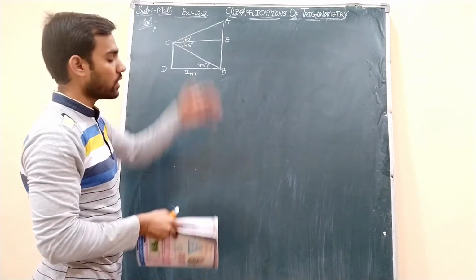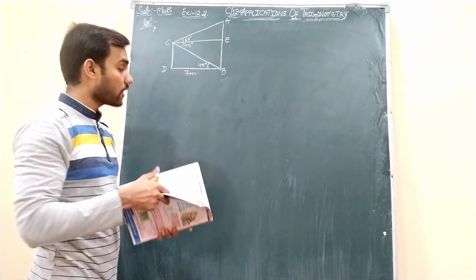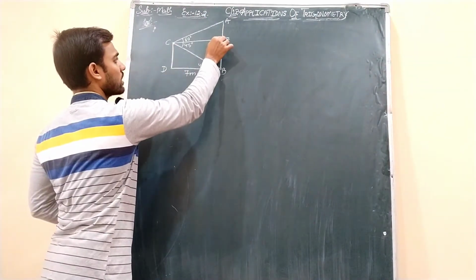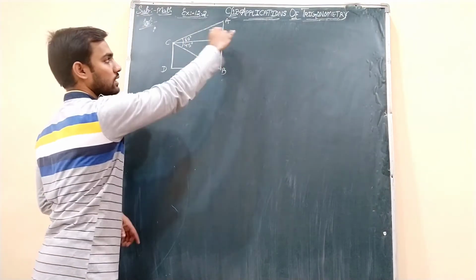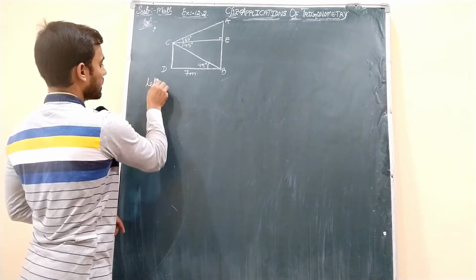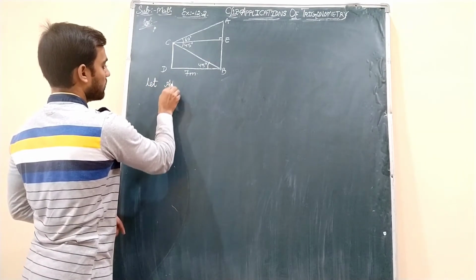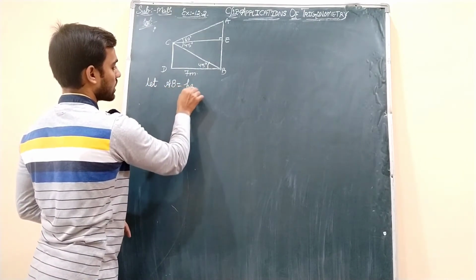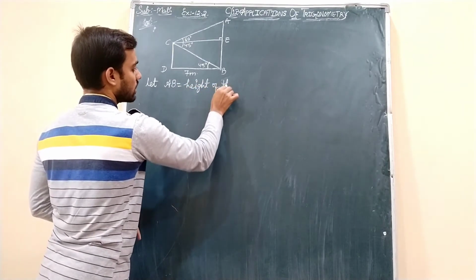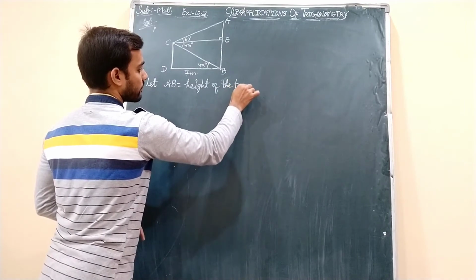Now what we have to find out? We have to find out the height of the tower. This AB we need to find out. Okay, students? This horizontal is always perpendicular to the tower. Okay? So let us write the data. AB is what here? It is the tower's height. So height of the tower.